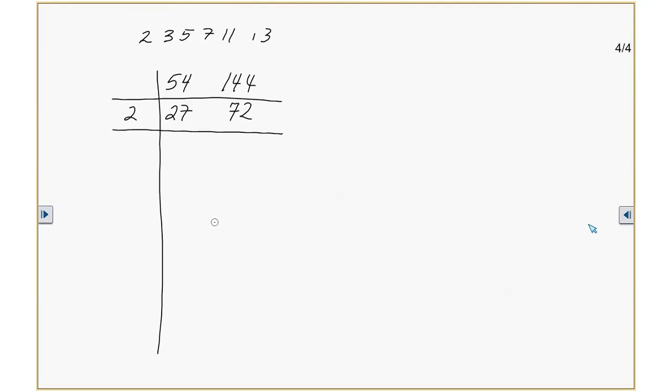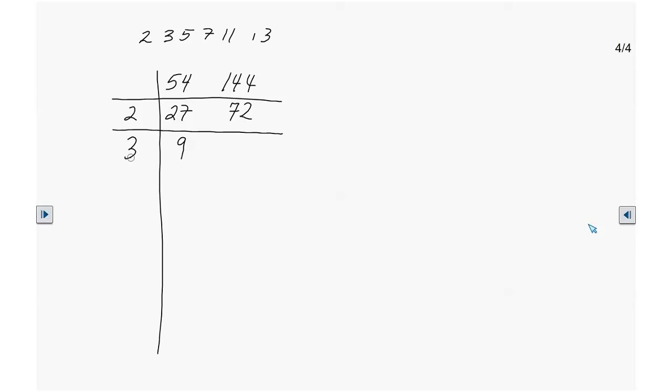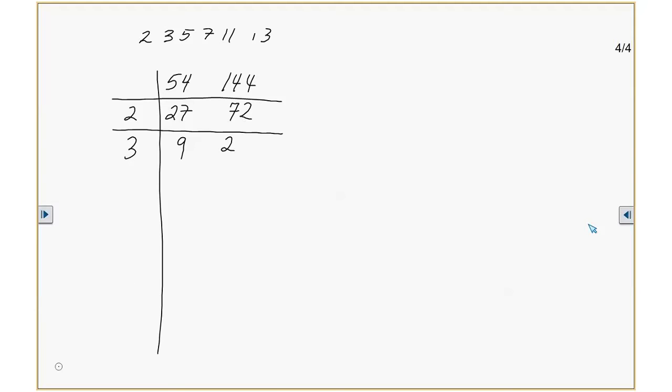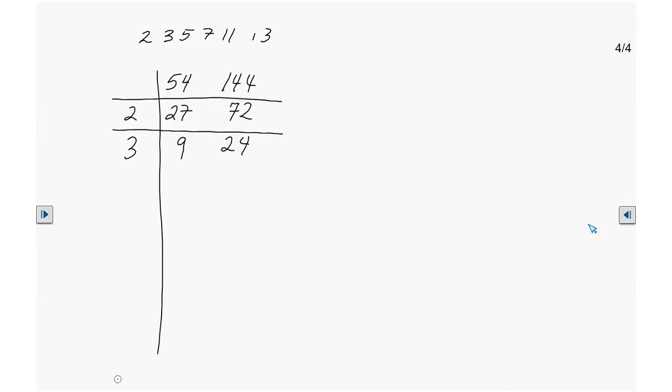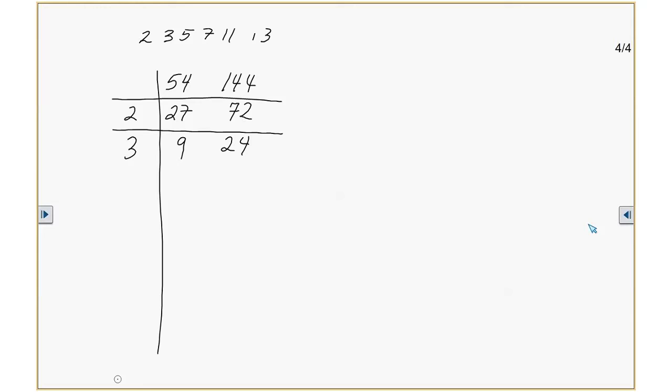Okay, what number goes into 27 and 72? 3. I think 3 will go in there. 9, and 3 will go in 7 twice, and then I'll leave 1 remainder, 12, 24. Will 3 or 2 go into both of these? 3 will go into both of them. That'll be 3 and what? 8.